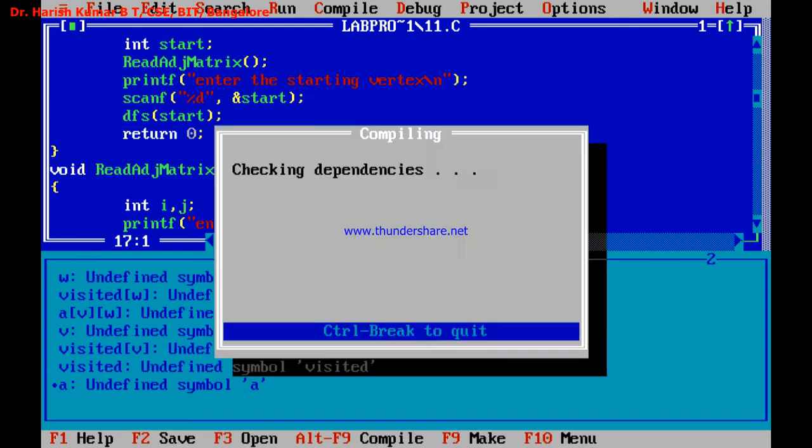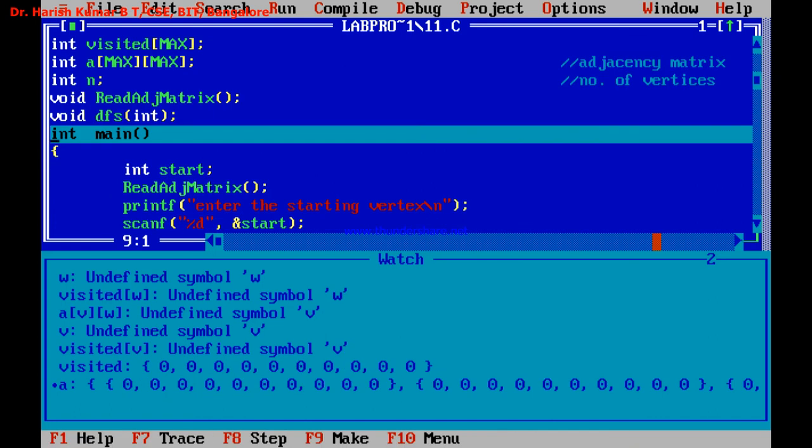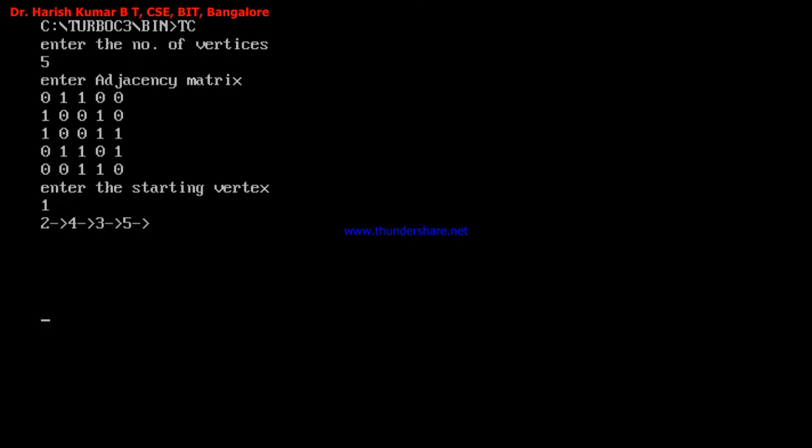Return 0 finally. Now if I press Alt F5, see, the cursor is here. After this the cursor is here. Why? How many blank lines are between this output and the cursor? There are 5 blank lines. Why? Because DFS will return. It was called how many times?